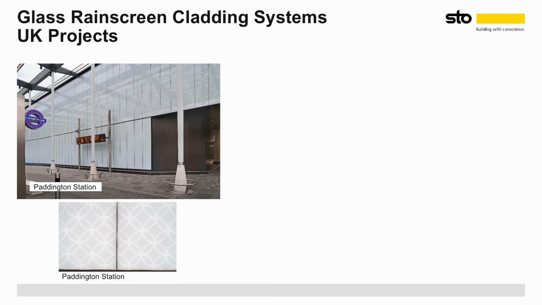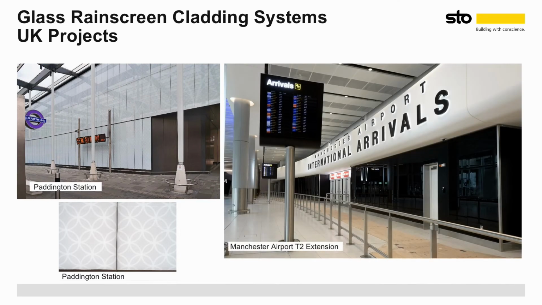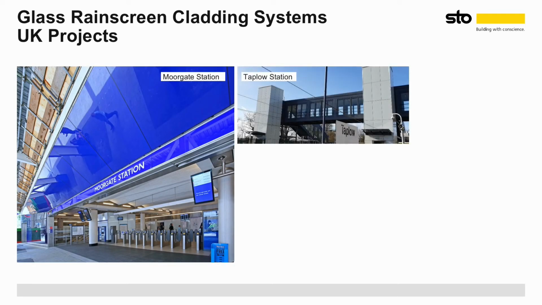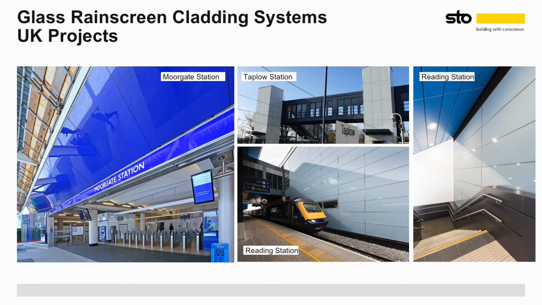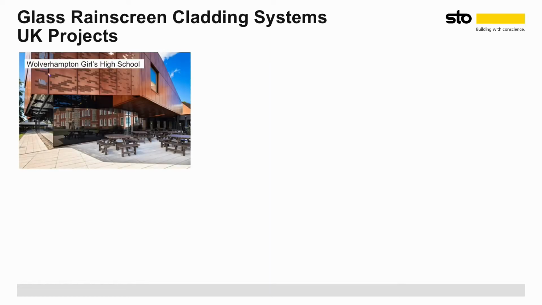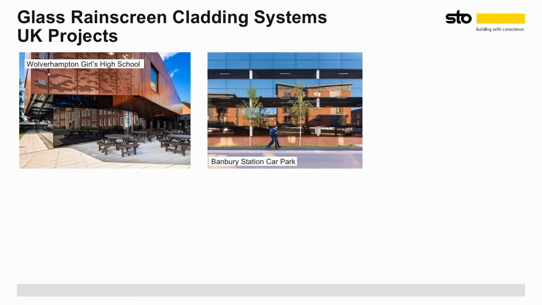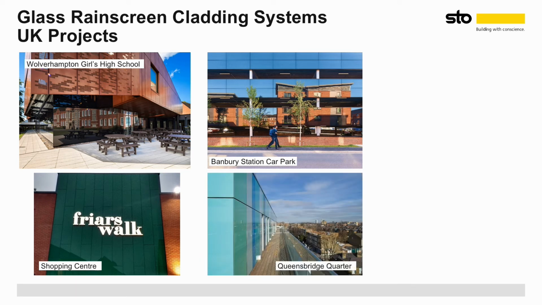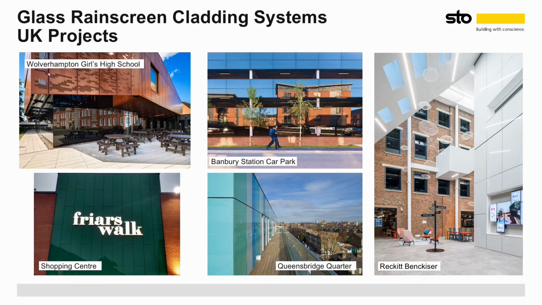The new Paddington Station in London, and the other in the new T2 extension at Manchester Airport. More UK projects for Sto Ltd glass installed at Moorgate Station, Taplow Station and Reading Station. The glass can be installed externally, internally, as wall cladding or to surround lift shafts. UK projects demonstrating the reflective mirror effect finish, how signage can be incorporated into the Sto Ltd glass panels, and another example of the glass being used internally at a research and development centre.